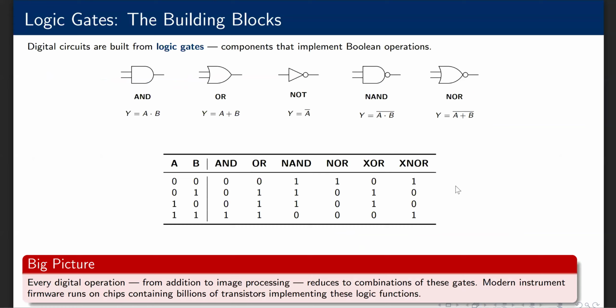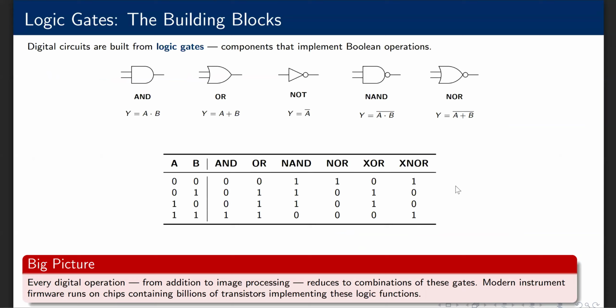So logic gates are the building blocks that we're going to be using. Digital circuits are built from logic gates. These are physical components that implement Boolean operations on one or more inputs. The 5 most important gates from left to right: AND produces 1 only when both inputs are 1, OR produces 1 when either input is 1.